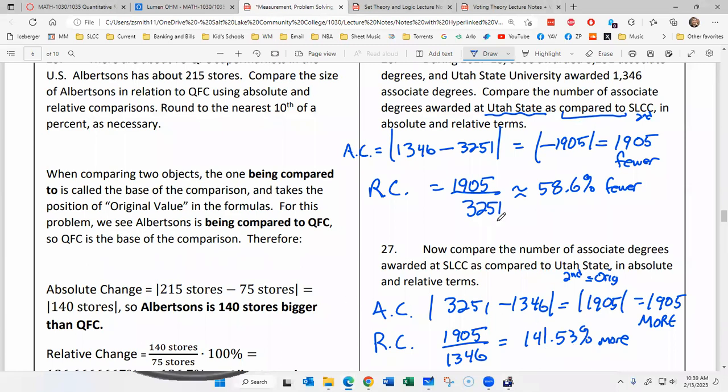So the absolute change, when you flip the order of the numbers around, doesn't change, except for fewer versus more, but the relative change does. So 1346 is 58% fewer than 3251, but 3251 is 141% more than 1346. It depends on which one is the base value, which one you're comparing to.